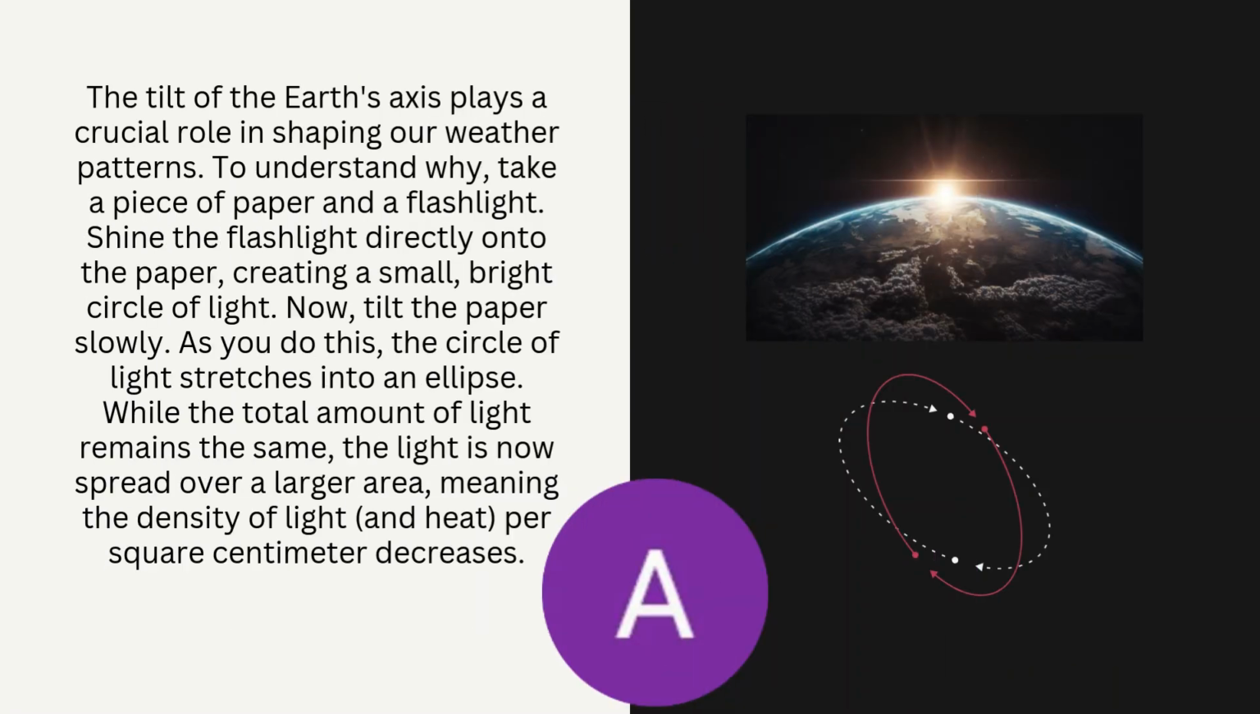The tilt of the Earth's axis plays a crucial role in shaping our weather patterns. To understand why, take a piece of paper and a flashlight. Shine the flashlight directly onto the paper, creating a small, bright circle of light. Now, tilt the paper slowly. As you do this, the circle of light stretches into an ellipse, while the total amount of light remains the same. The light is now spread over a larger area, meaning the density of light, or heat per square centimeter, decreases.